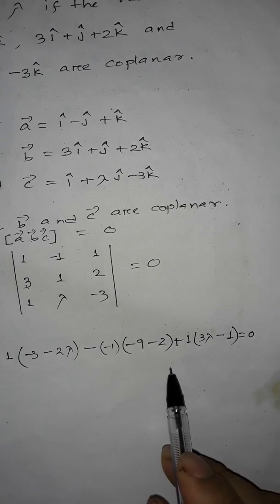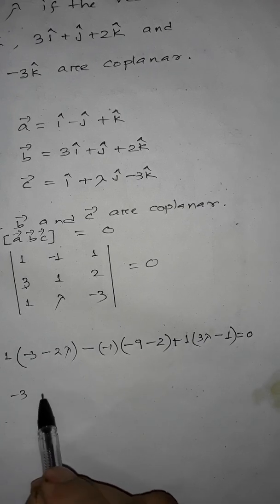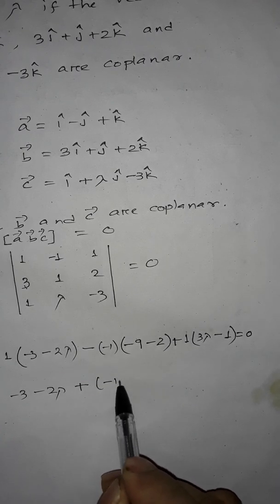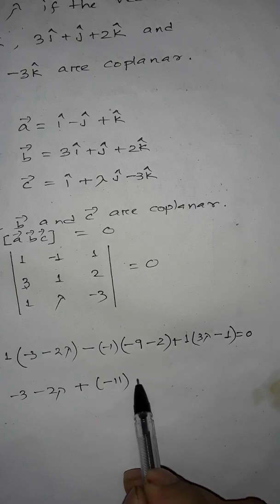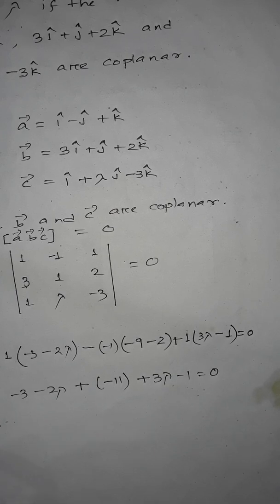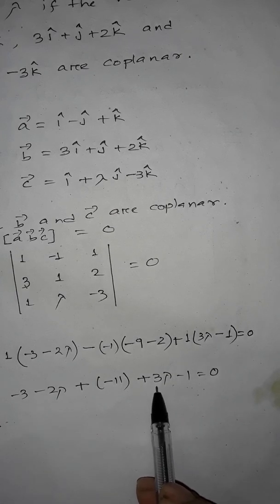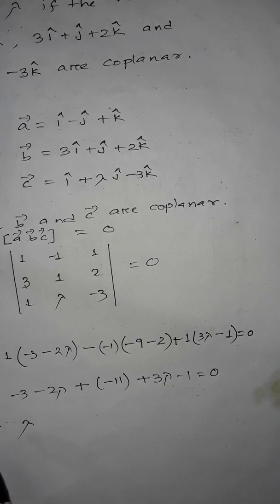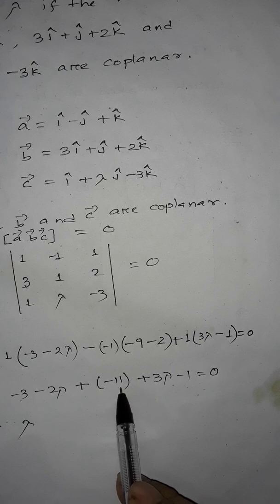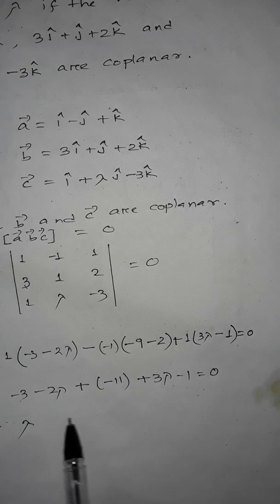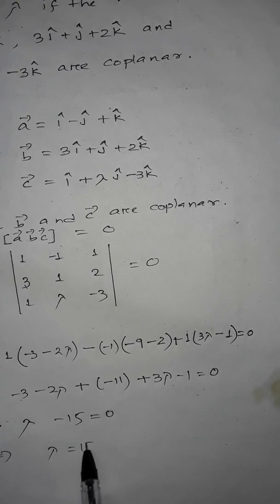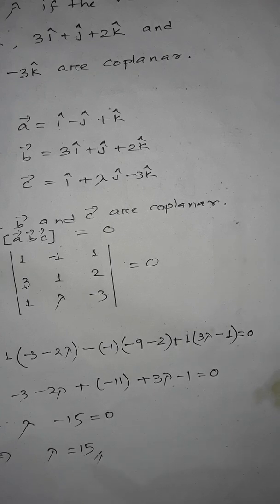Now we have to solve this equation. Minus 3 minus 2 lambda plus minus 11 plus 3 lambda minus 1 equal to 0. Plus 3 lambda minus 2 lambda is lambda. Minus 3 minus 11 is minus 14. Minus 14 minus 1 is minus 15, equal to 0. Lambda minus 15 equal to 0, so lambda equals 15. So this is the value of lambda.